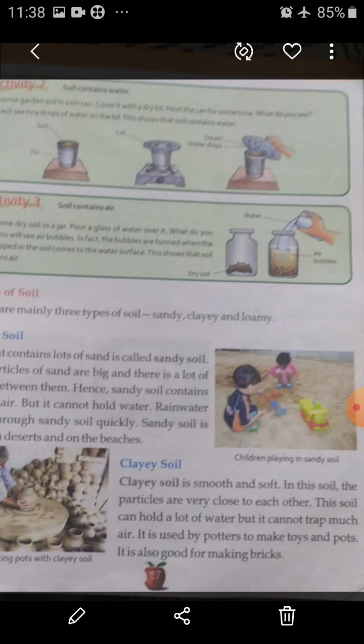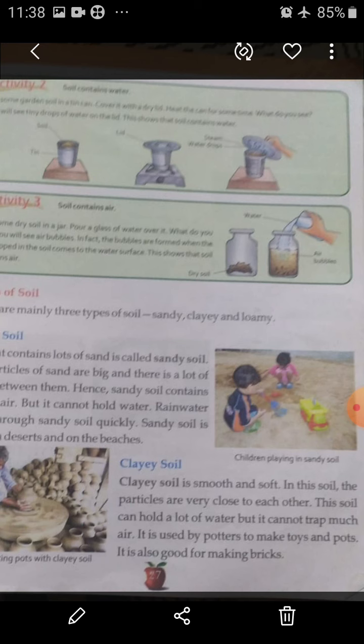The third one is loam, or loamy soil. Loam is a mixture of sand and clay. Loamy soil is a mixture of sand and clay. It has a lot of humus and can hold both water and air.